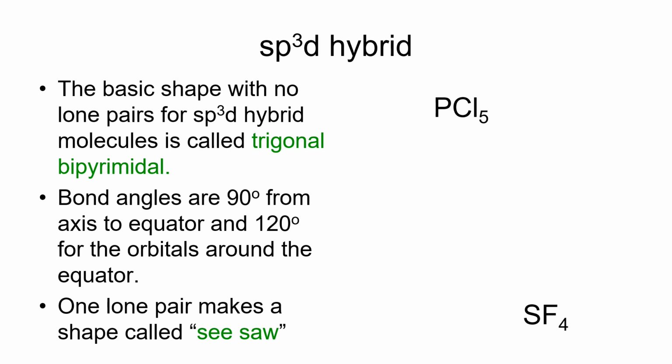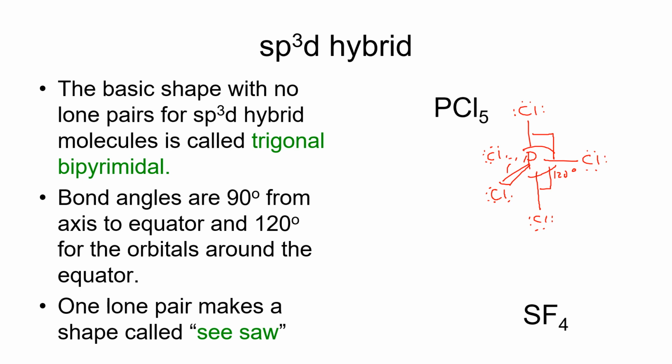So SP3D hybrids. First off, we've got PCl5, and that is an example of one that doesn't have any lone pairs. If we have 5 bonded chlorines around here, you're going to put one up, one to the side, one straight down. So all of those are 90 degrees from each other. And then one out here at 120 degrees from the other middle chlorine, and one back away into the screen, which would also be 120.